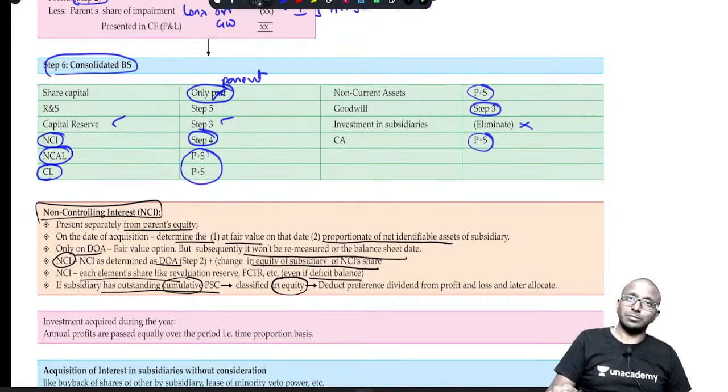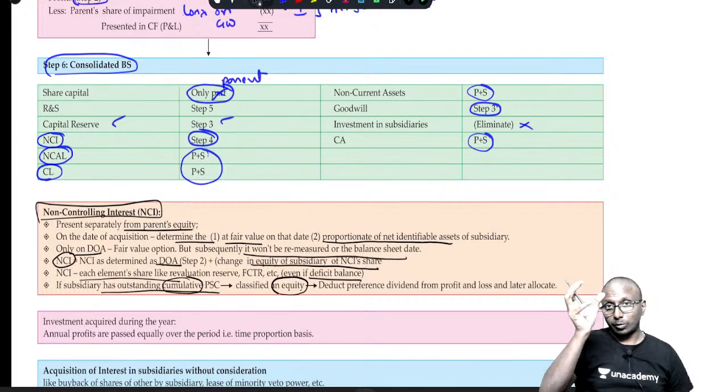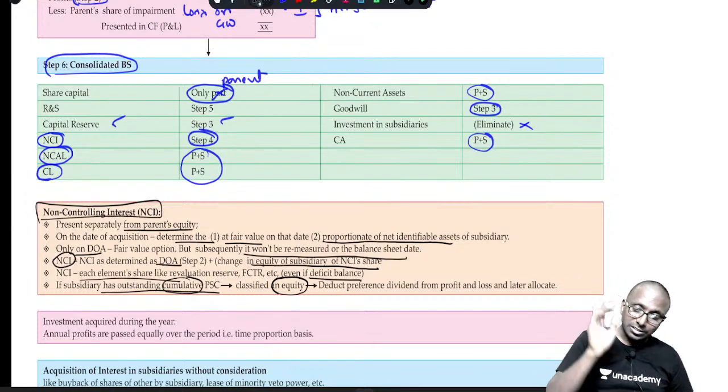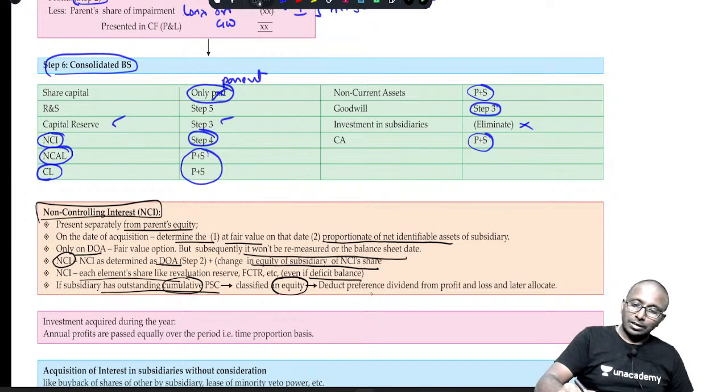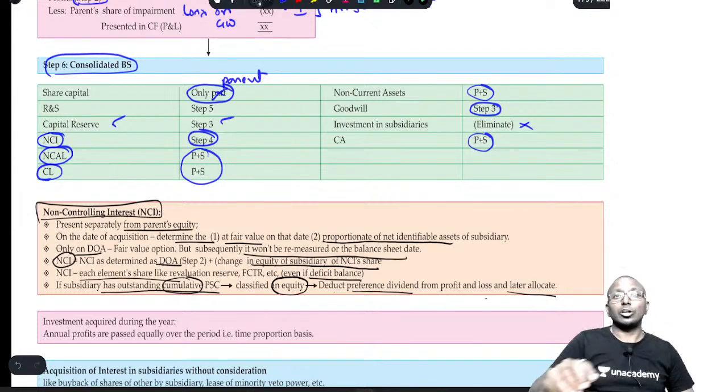Then under that circumstance, deduct the preference dividend from the profits of the subsidiary, even though it is not declared. Correct. Deduct the preference dividend from the profit and loss and later only you allocate it.